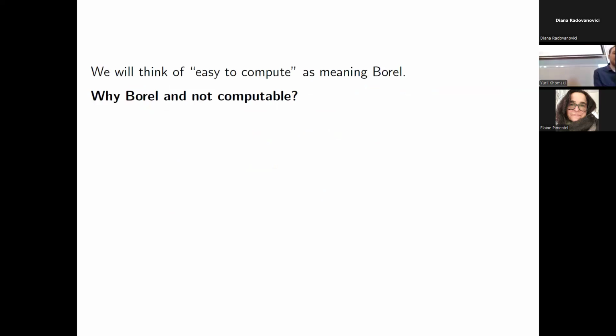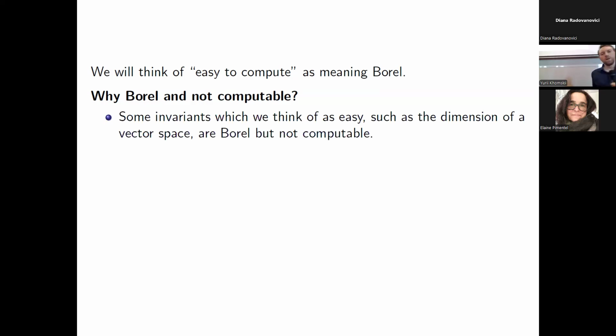So by easy to compute, what I'm going to mean is Borel. I'm going to talk about what Borel means in a second, but essentially you should think of Borel as being sort of reasonably constructible. So why am I saying Borel and not computable? One thing is that we're going to deal with countable structures, infinite structures. And some invariants that we're going to think of, we as mathematicians think of as easy, like the dimension of a vector space. You think, if I have a vector space, I can find its dimension. That computation is actually Borel and not just computable.